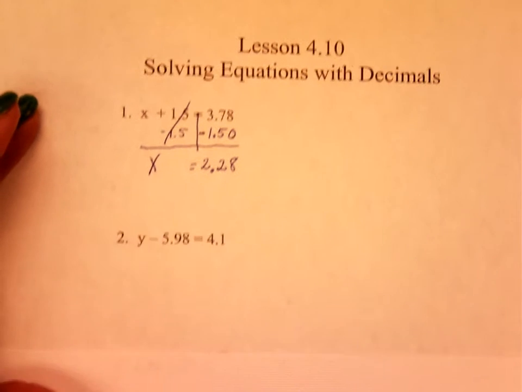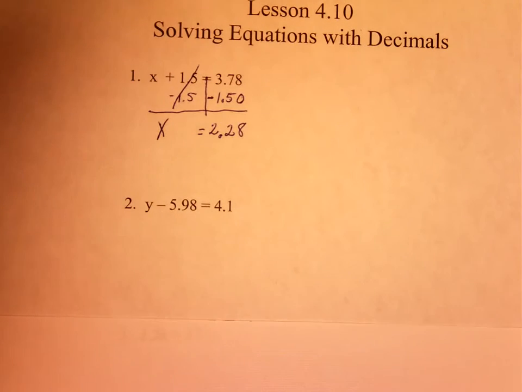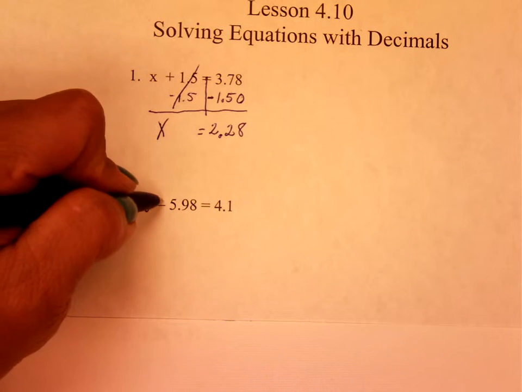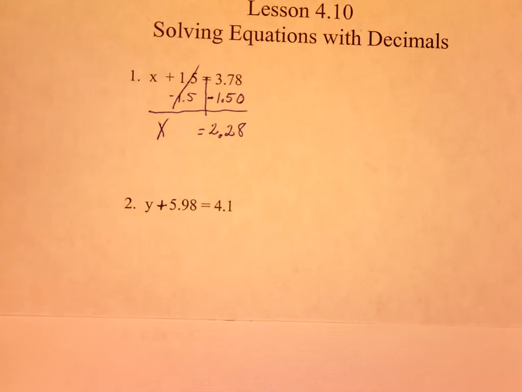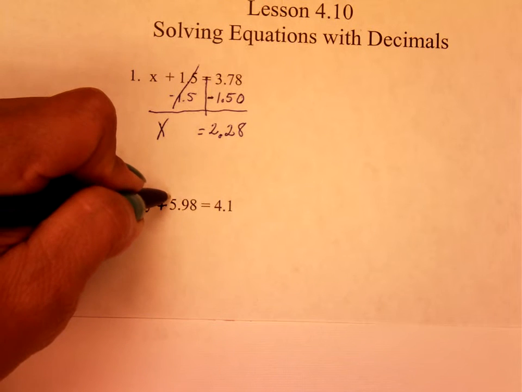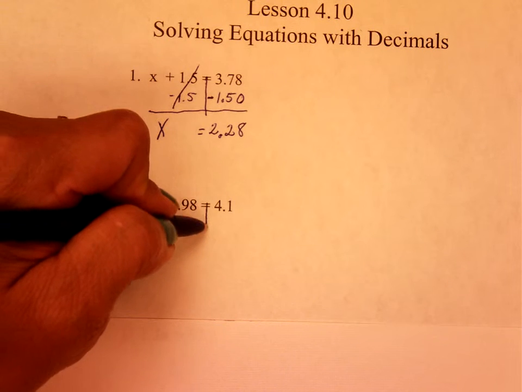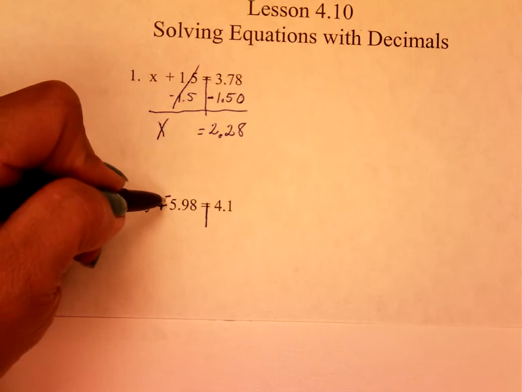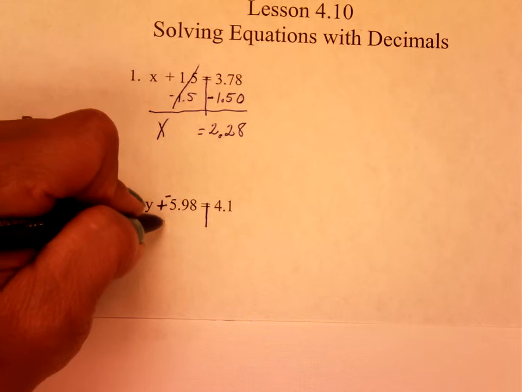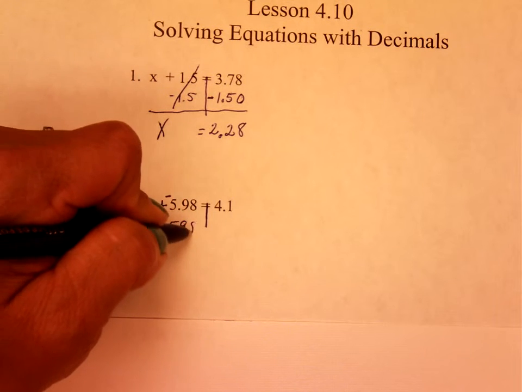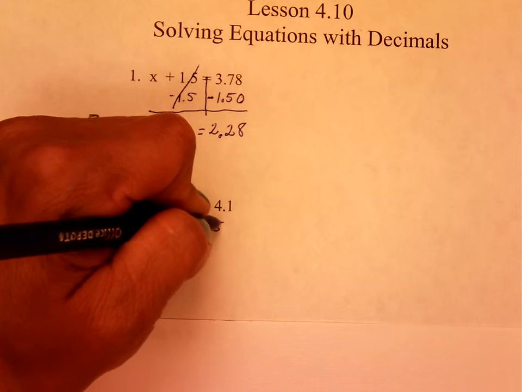Let's look at number 2. Y minus 5.98 is equal to 4.1. Remember, in algebra we never subtract, so change your subtraction sign to addition. Make this positive 5.98 and negative 5.98. Make your line. To get rid of negative 5.98, you have to add 5.98 on both sides. Make sure you line up your decimal.